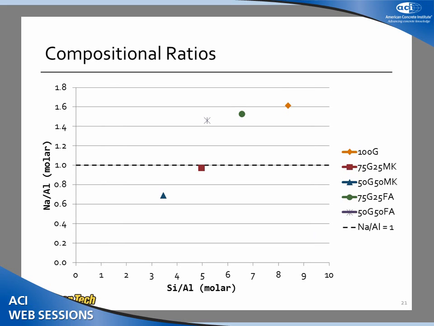So I made five mixes. 100G means 100% glass, and then I replaced 25 and 50% with metakaolin and a Class C fly ash. And so I came up with this range of silica to alumina ratios and sodium to alumina. And I marked off the one there, which is kind of what the goal was.